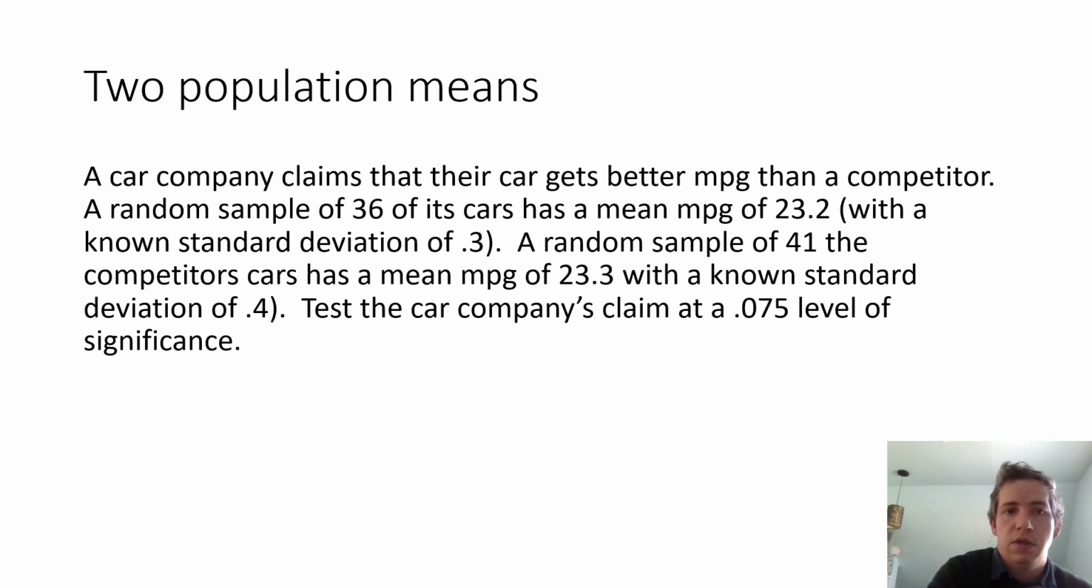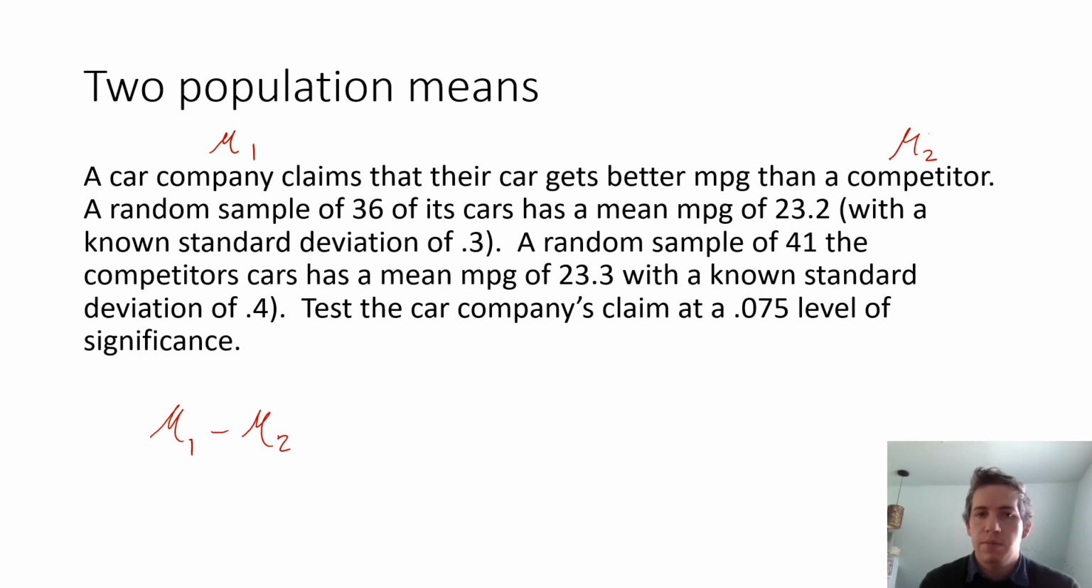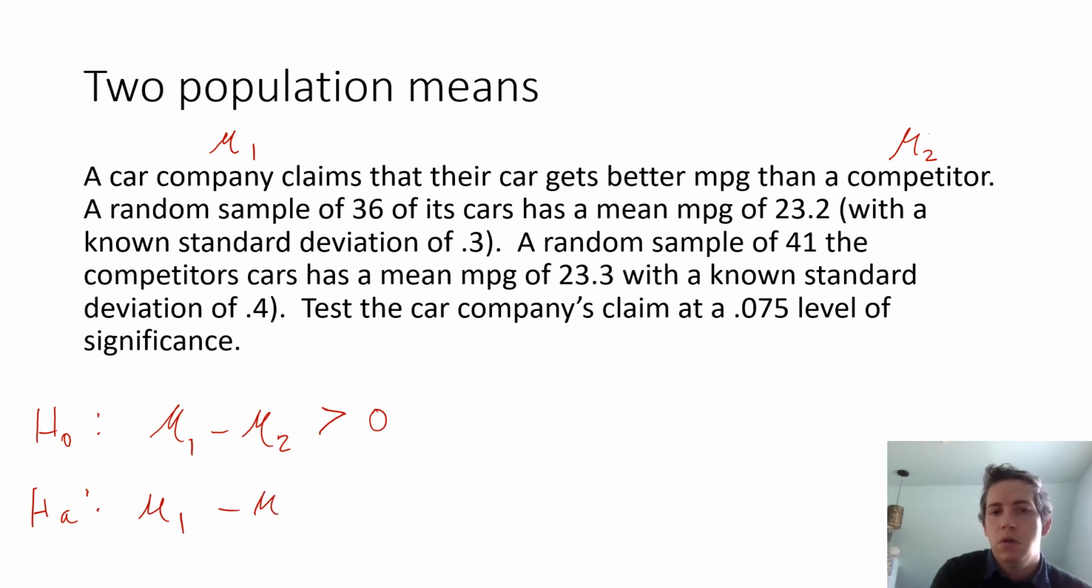Let's just say the first car company we would call the first mean, and the second car company we would call the second mean. This hypothesis then is that mean one, when you take the first mean and subtract the second mean, is greater than 0, since they are trying to say that their mean is larger than the other mean. This would be our null hypothesis, the thing that we're trying to test, which means our alternative hypothesis would be the direct opposite: mu 1 minus mu 2 is less than or equal to 0.